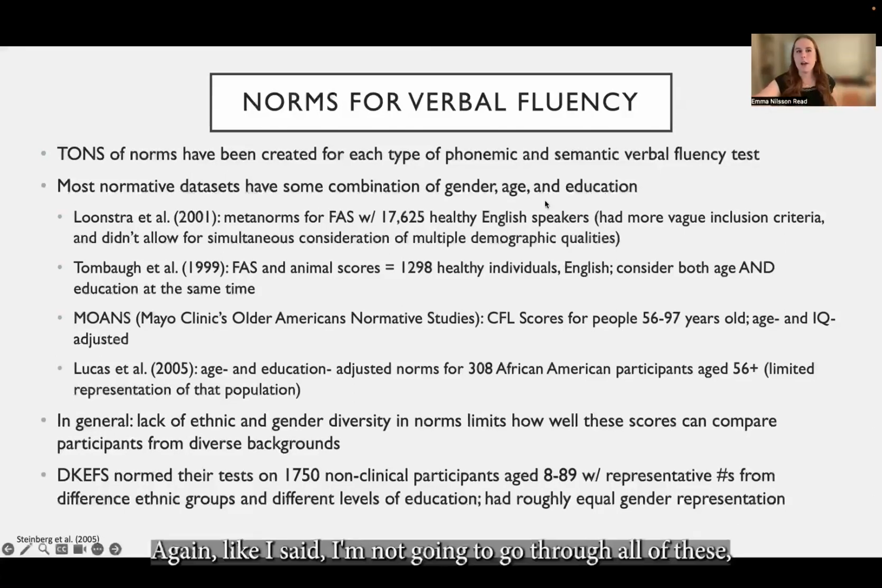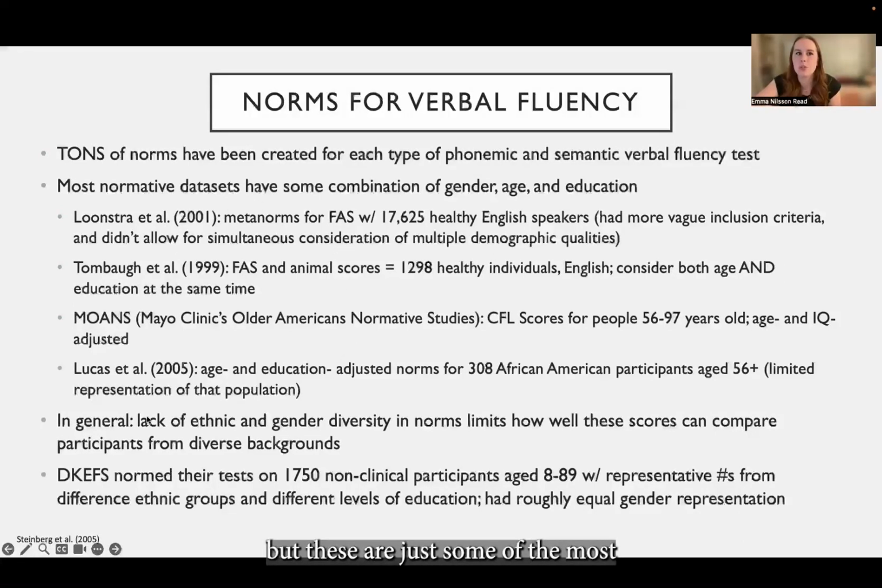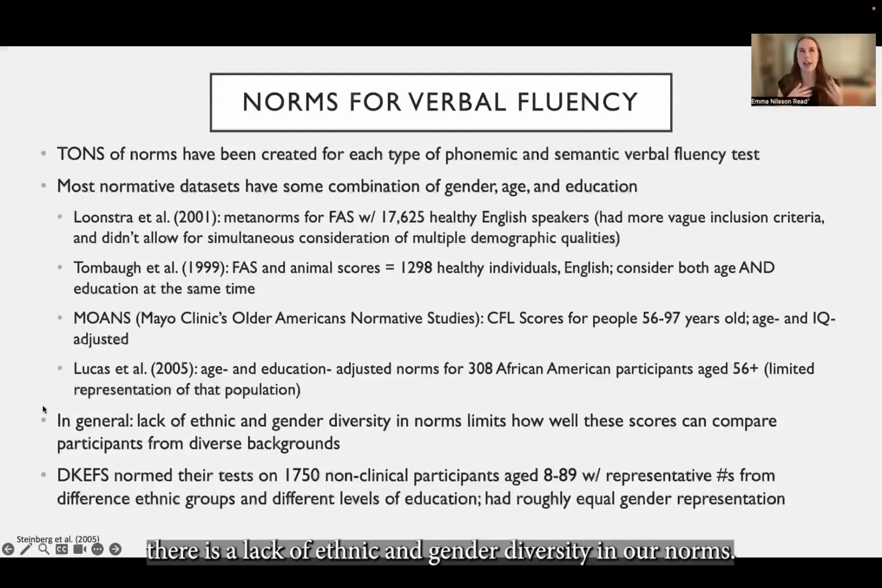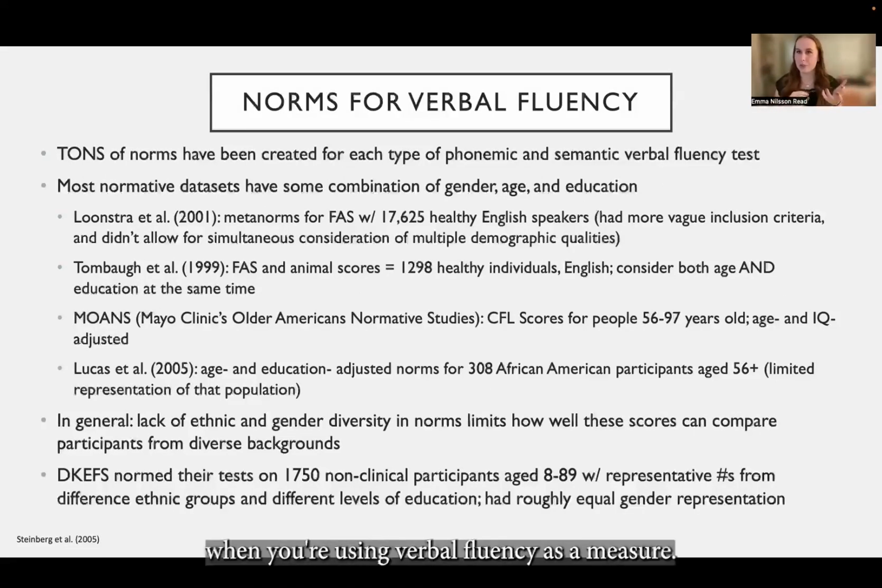Again, like I said, I'm not going to go through all of these, but these are just some of the most prominent normative data sets that have been provided for verbal fluency. But in general, the rule is that there's a lack of ethnic and gender diversity in our norms currently for verbal fluency. And so it limits how well we compare our scores from participants of diverse backgrounds. So just keep that in mind when you're using verbal fluency as a measure.